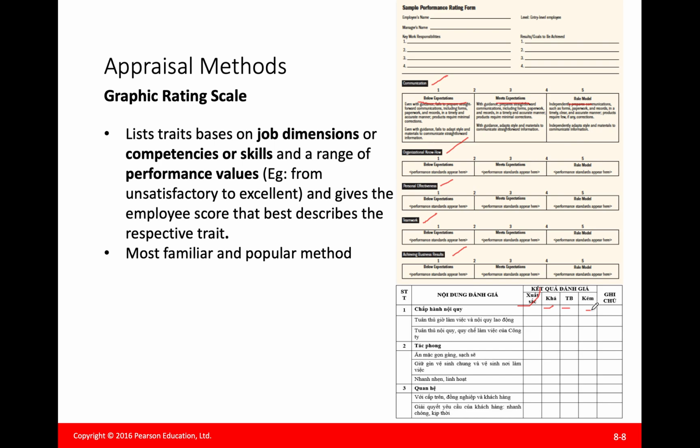Each of the dimensions will be rated based on these scales. For example, communication: below expectation, meets the expectation, or role model. Same for organizational know-how: below, meet, or role model. They will rate each of the traits, each of the job dimensions like this until they finish. Is it clear about this method, everyone?